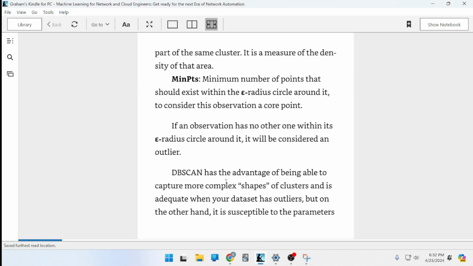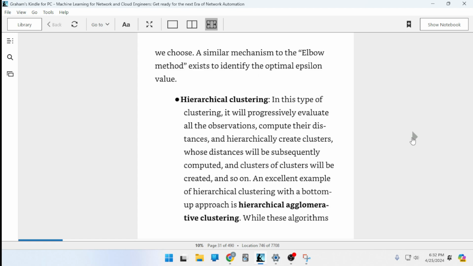But okay, let's continue. If an observation has no other one within its epsilon radius circle around it, it will be considered an outlier. DBSCAN has the advantage of being able to capture more complex shapes of clusters and is adequate when your dataset has outliers, but on the other hand, it is susceptible to the parameters we choose. A similar mechanism to the elbow method exists to identify the optimal epsilon value.